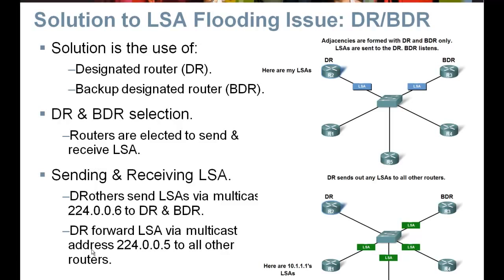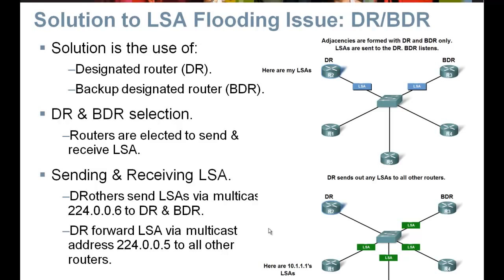When everybody else sends to the designated router, they send to 224.0.0.6. And then when the designated router talks to everybody else, he sends to 224.0.0.5. So all these guys over here that are not a designated router or a backup designated router, they become designated router others, or DROthers, however you want to say that. DROthers only speak to 224.0.0.6, and the designated router and backup designated router listen on 224.0.0.6.